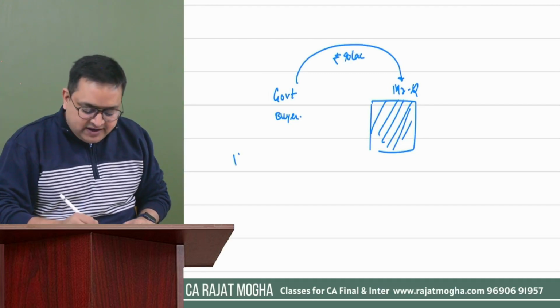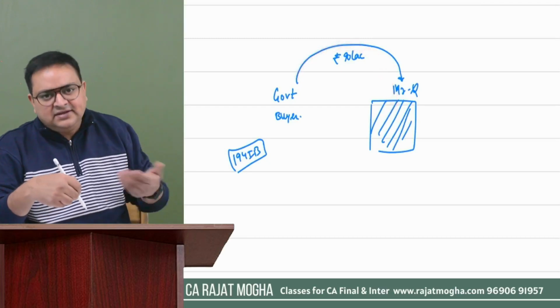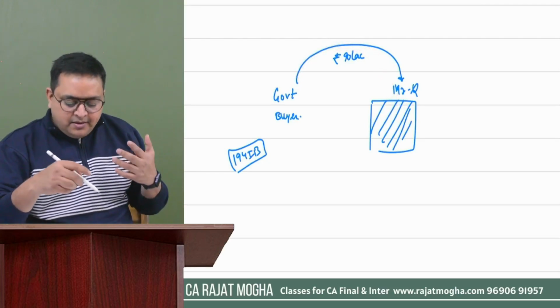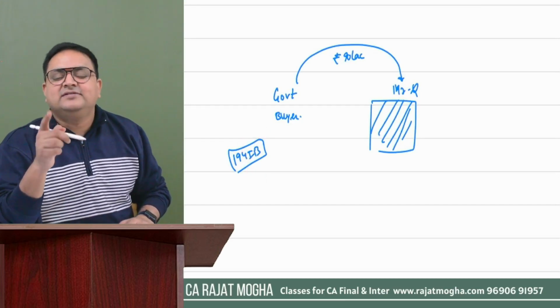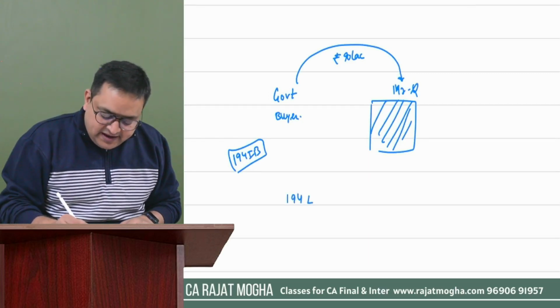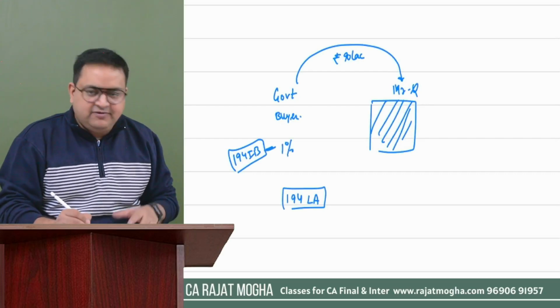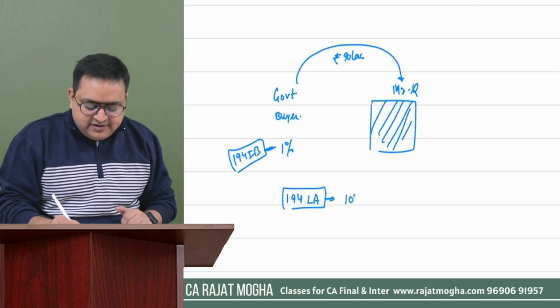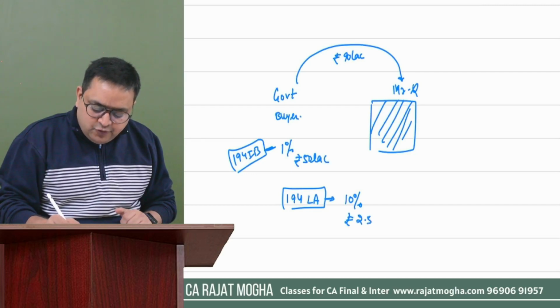So here also section 194IB will come, and 1% TDS will be deducted. Why? Because government is acquiring this property, and I can say that government is purchasing this property. But here 194IB will not apply. Why? Because we have a special section in case of compulsory acquisition: section 194LA. In 194IB we have a TDS rate of 1%, as we have just seen. In 194LA we have a TDS rate of 10%. In 194IB we have a threshold limit of 50 lakh. Here we have a threshold limit of just 2.5 lakh.